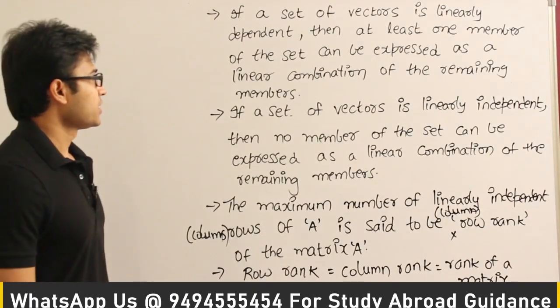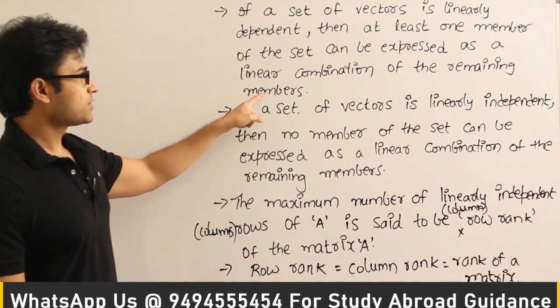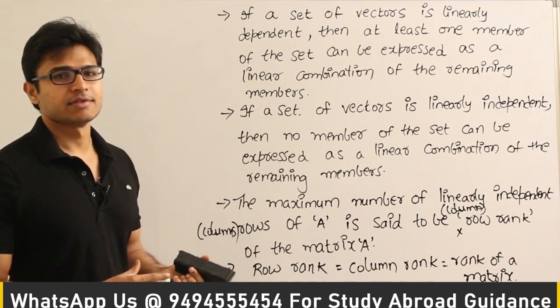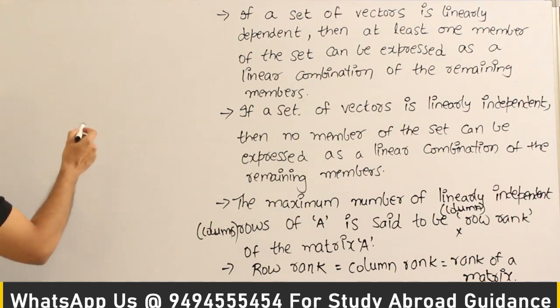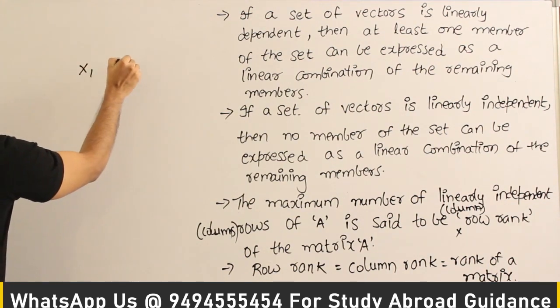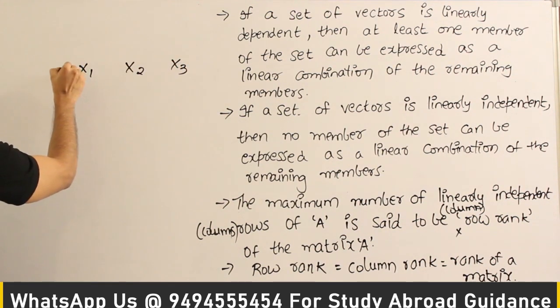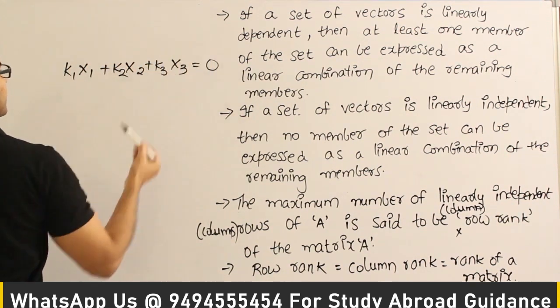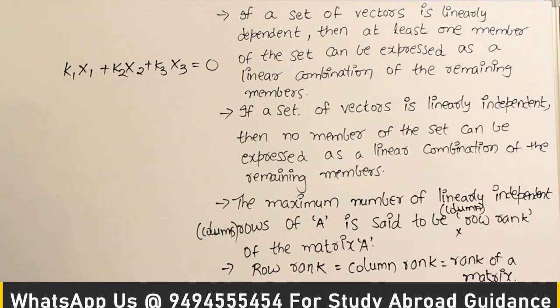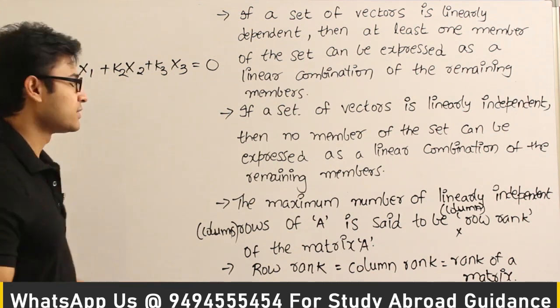Was this: if a set of vectors is linearly dependent, then at least one member of the set can be expressed as a linear combination of the remaining members. The meaning of this one is like this: if you have a set of members x1, x2, x3, and they are linearly dependent, which means I should be able to write them like this, right? Then they are saying that we can express one of the members as a linear combination of the remaining, which means we should be able to express x1 equal to something like this.